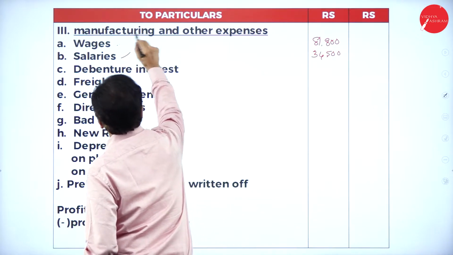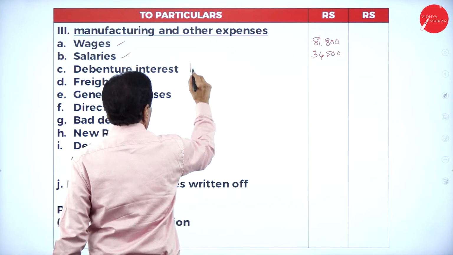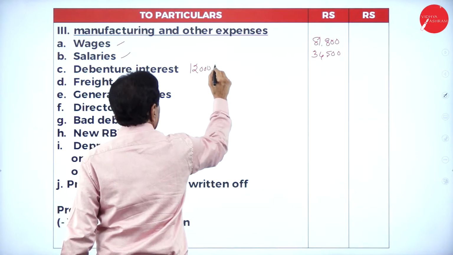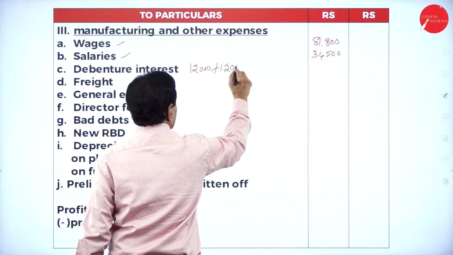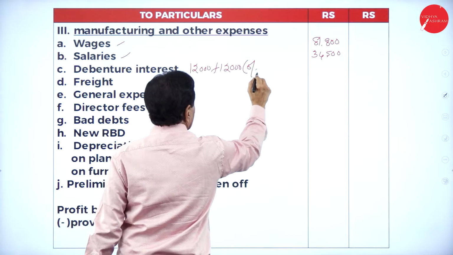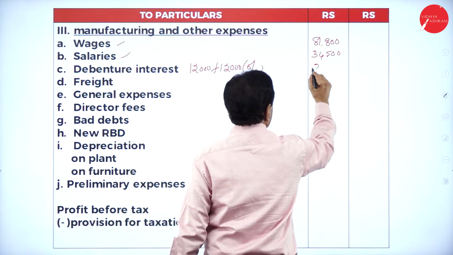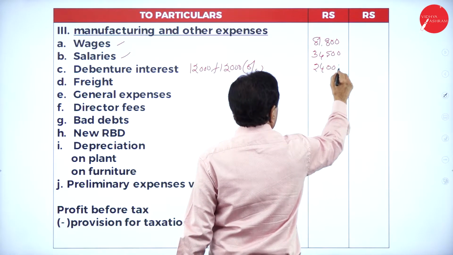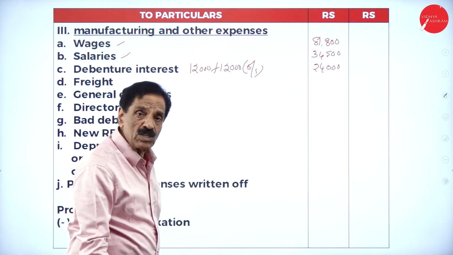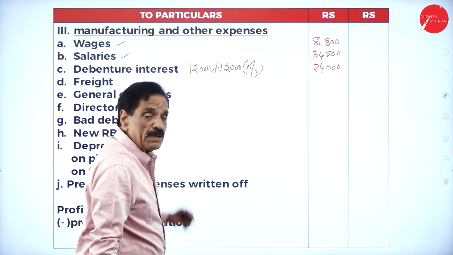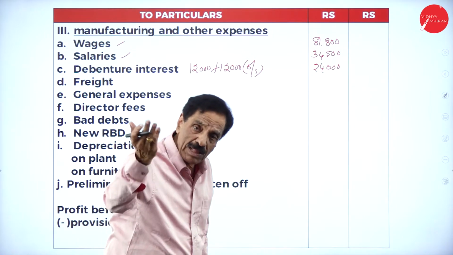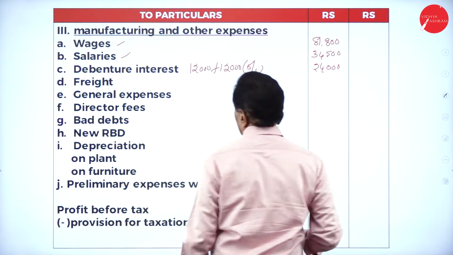Okay, this over, this over. So debenture interest 12,000 plus another 12,000 outstanding. It becomes 24,000. 8% of 3 lakh is 24,000. How much already paid? 12,000. Another 12,000 is outstanding.